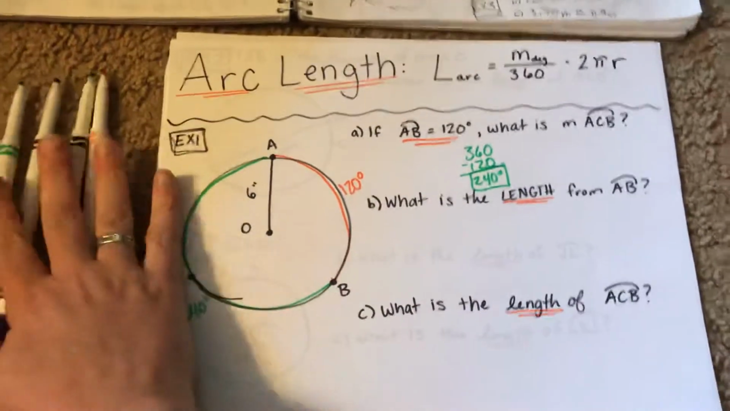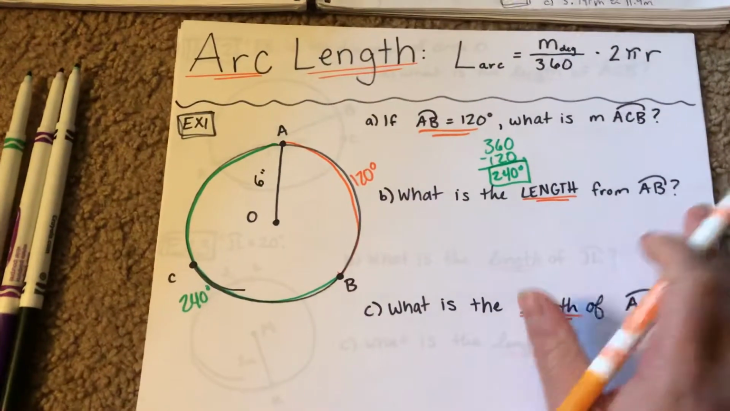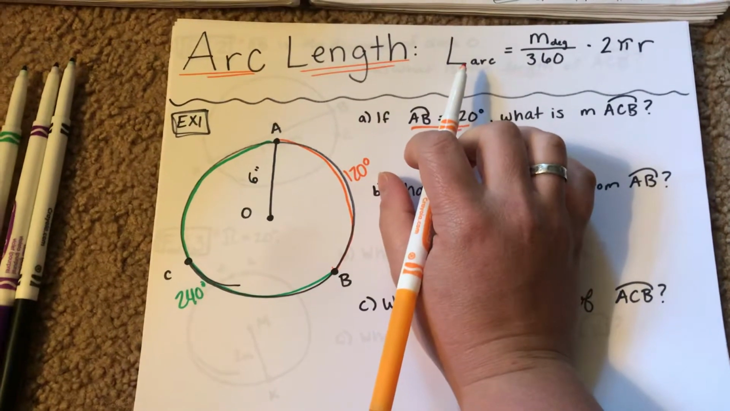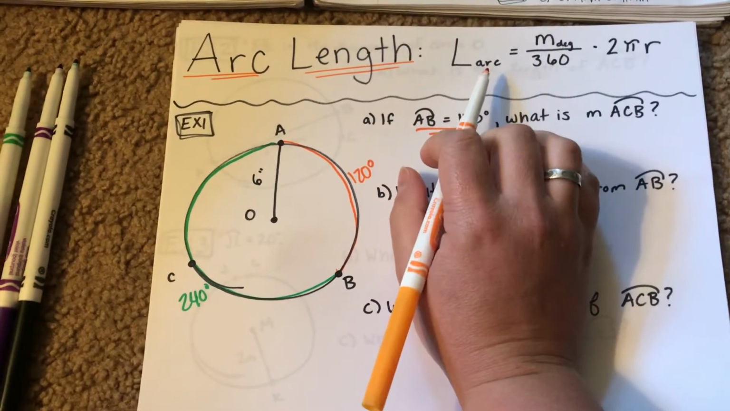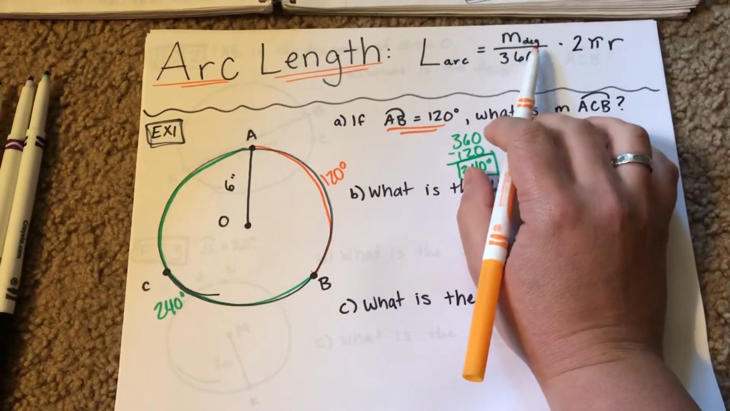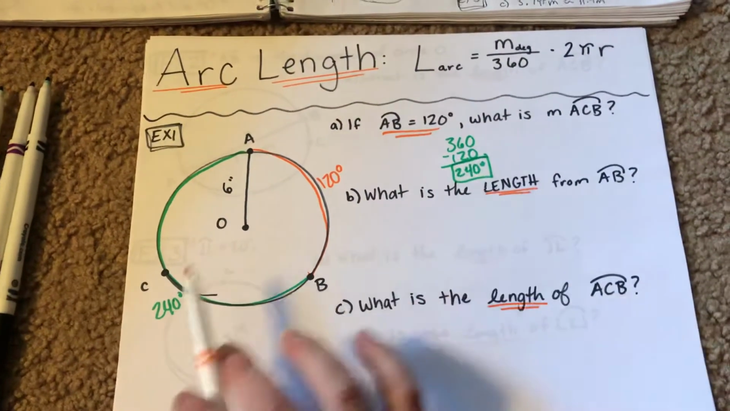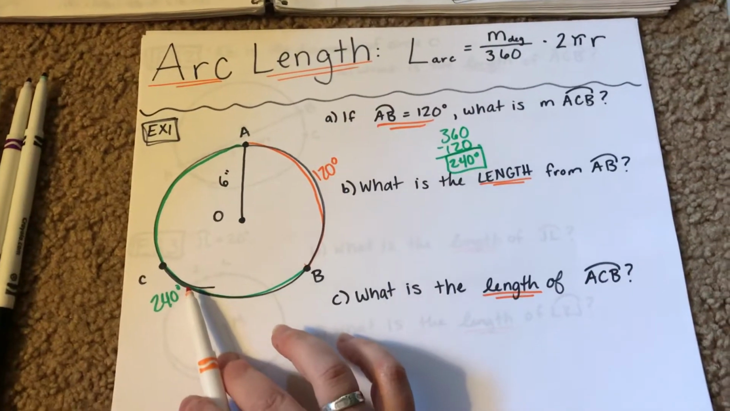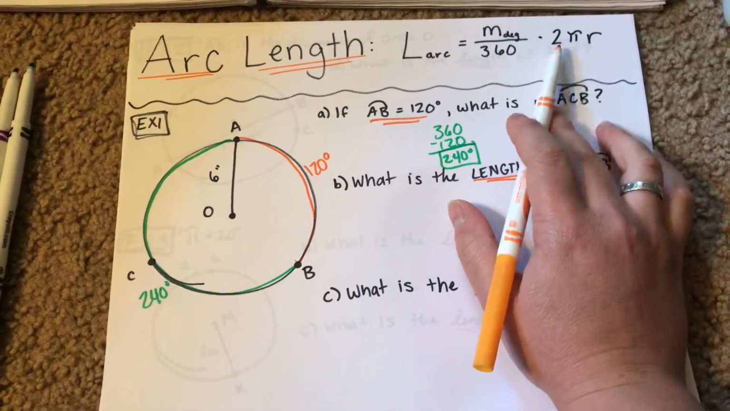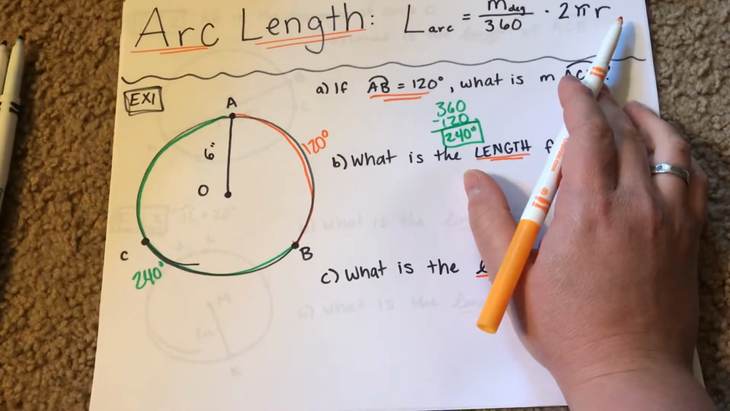Here is our formula that we'll be using a lot today. Arc length. Now, when they do arc length, they do capital L for length because that's more important. We're looking for the length of an arc. And it's equal to the m, which stands for the measure in degrees. So that's that 120 degrees or the 240 that we were just talking about, divided by 360, times 2 pi r. So what is going on here?